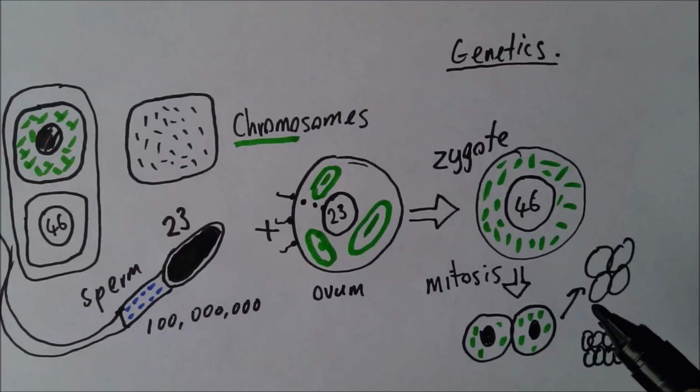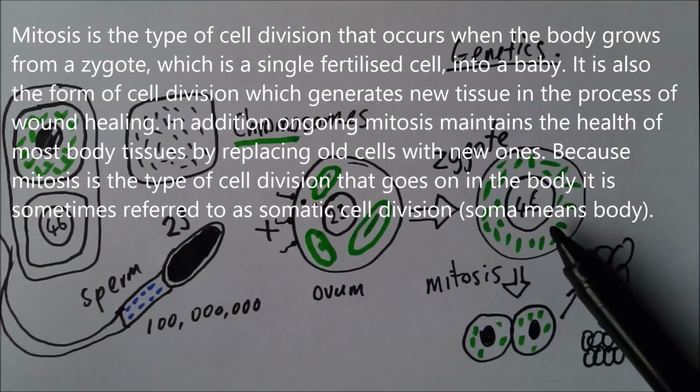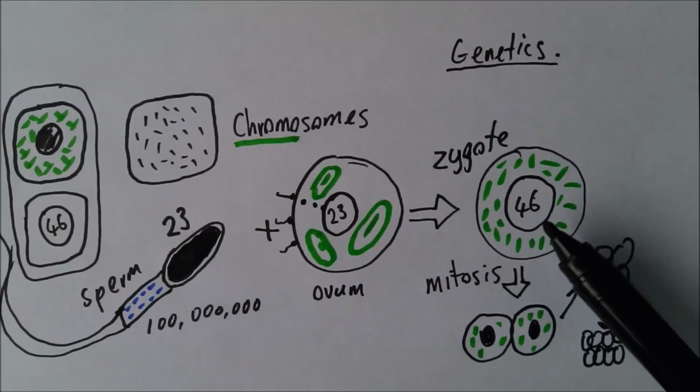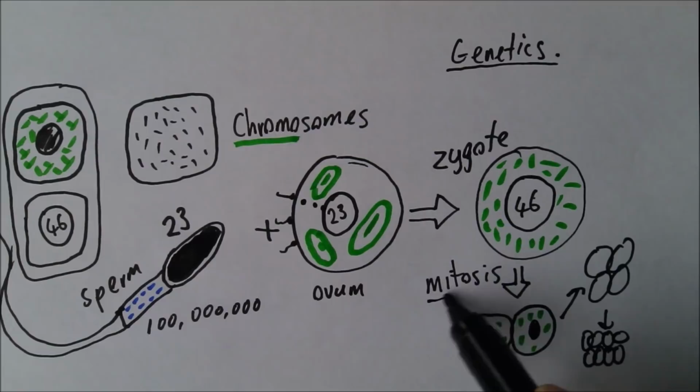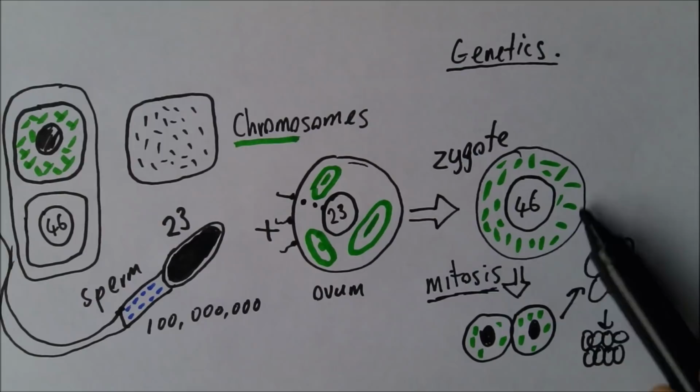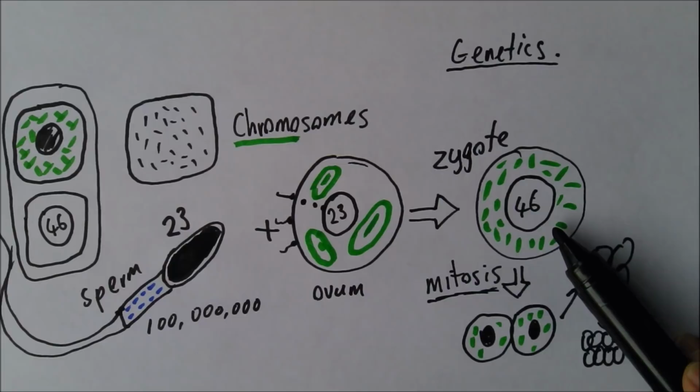So all the 75 trillion cells or so in your body, depending on which book you read, how many cells you've got, all of those are going to contain the 46 chromosomes from the zygote by this process of mitosis, conservation cell division. And they will contain all the mitochondria and the mitochondrial DNA only from your mother.